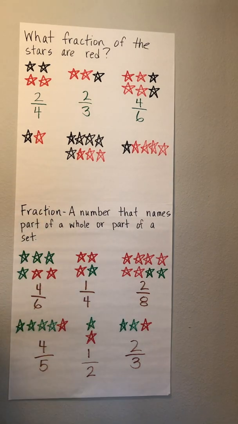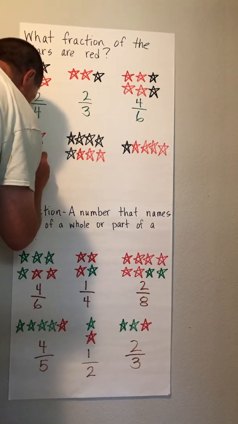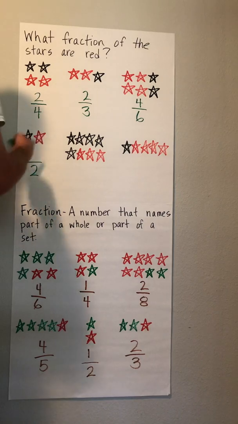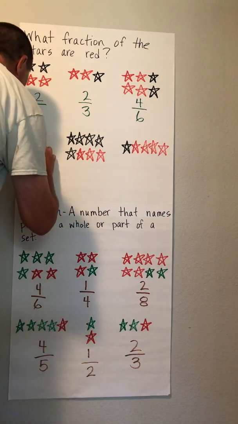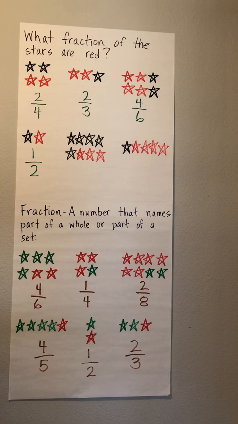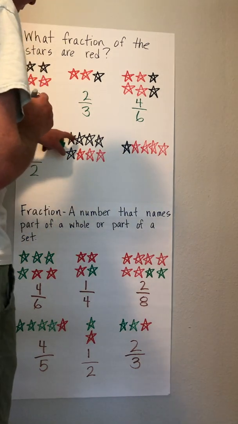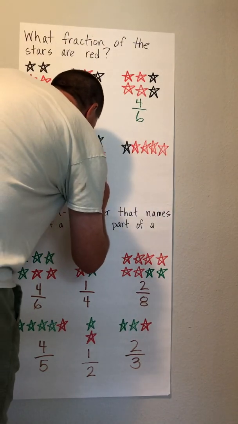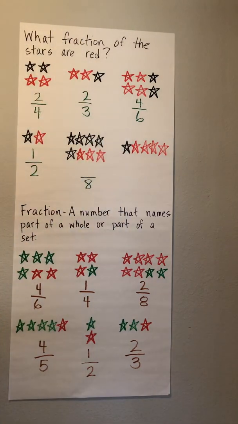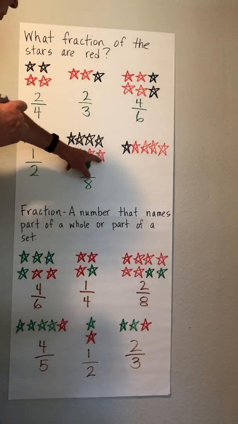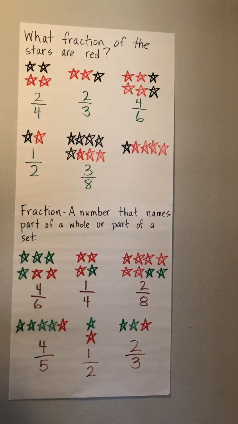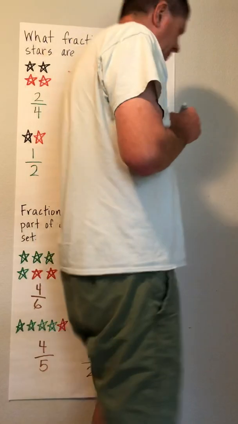Okay, let's look at that one. We have 2. So we're dealing with halves. So how many halves are red? 1. So 1/2 of the stars are red. Okay, how many stars do we have here? 1, 2, 3, 4, 5, 6, 7, 8. Okay, how many of the stars are red? 1, 2, 3. So 3/8 of the stars are red.